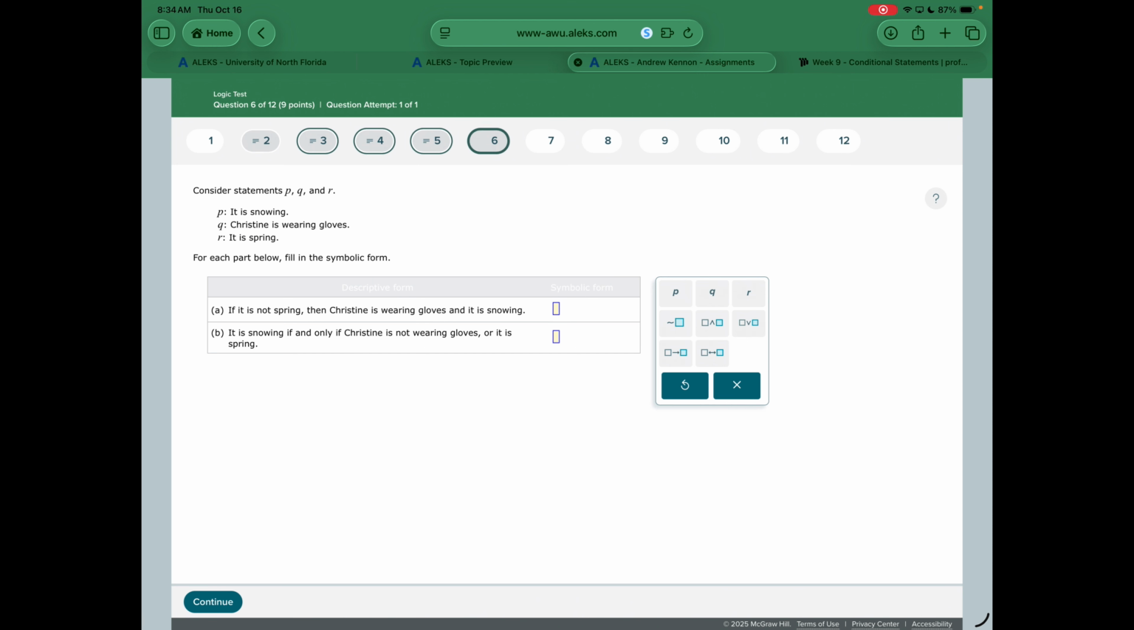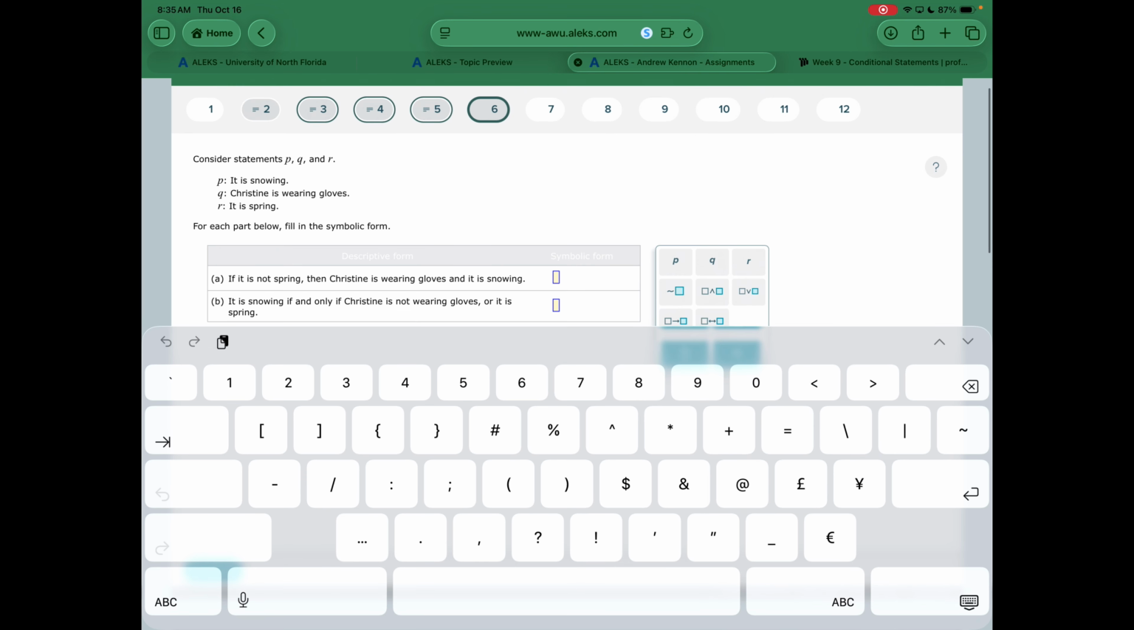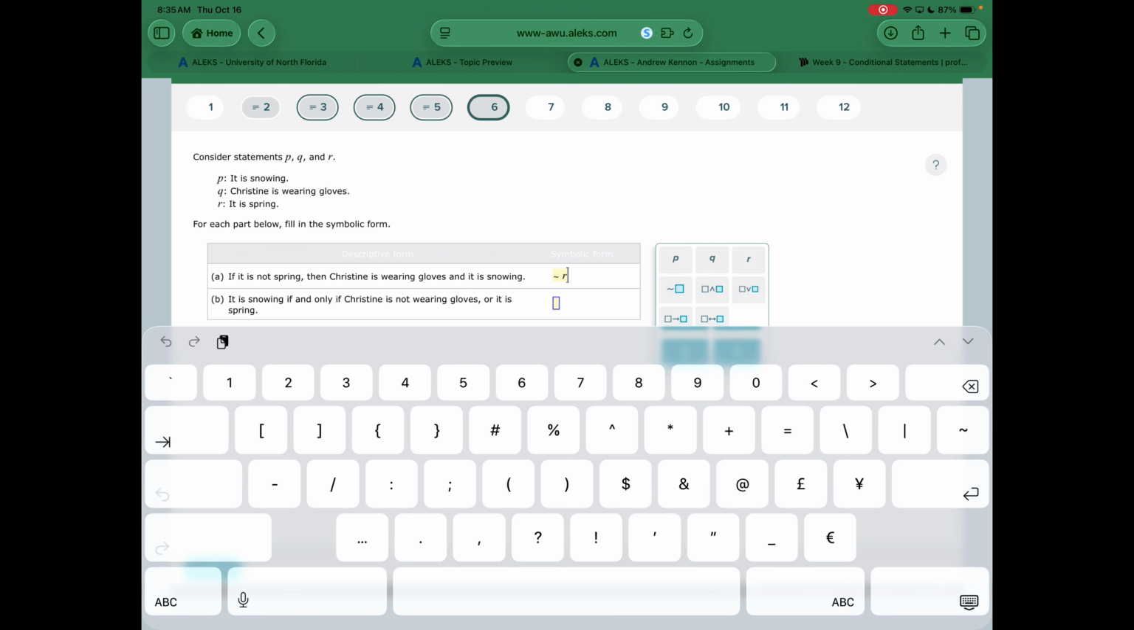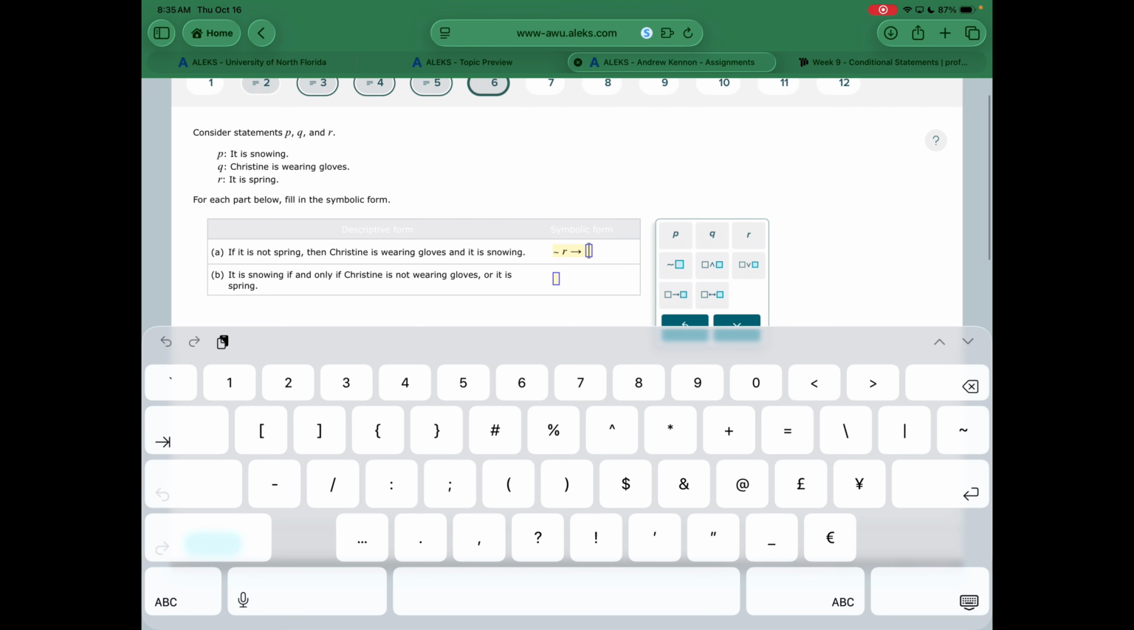All right, conditional. Here's a PQR. You got to do 3 of them. It is snowing is P. Christine is wearing gloves is Q. It is spring is R. It is not spring, so that is not R. Then Christine is wearing gloves and it is snowing. So I got 2 things over here, so I want to do a parentheses. Christine is wearing gloves and it is snowing.